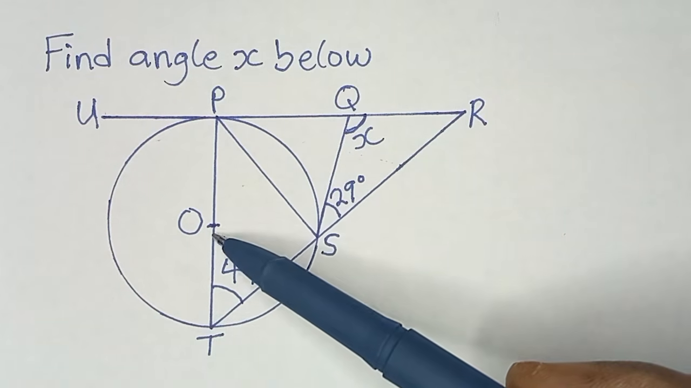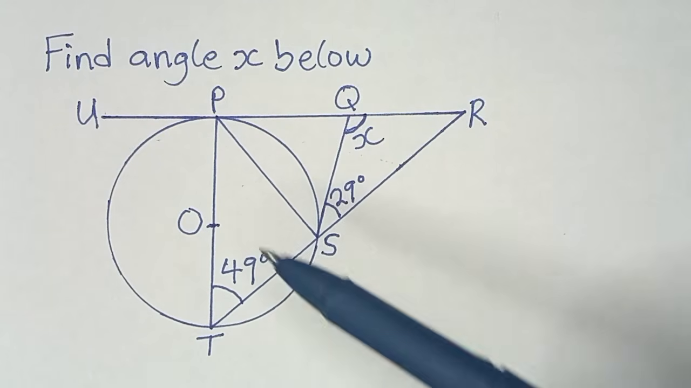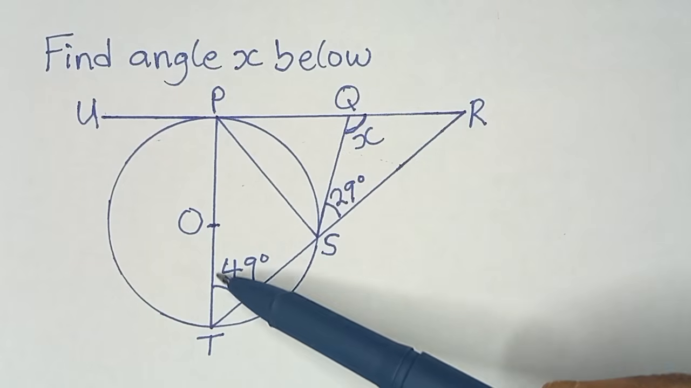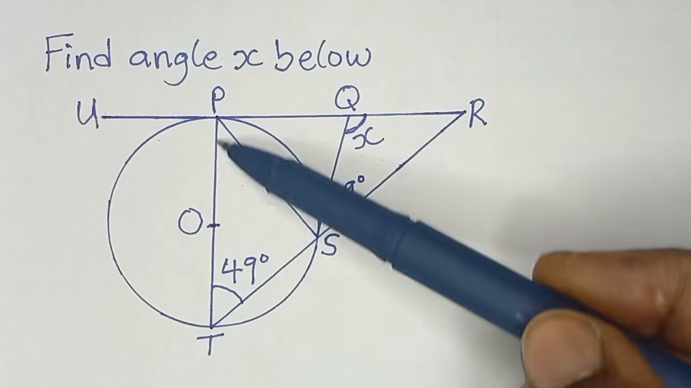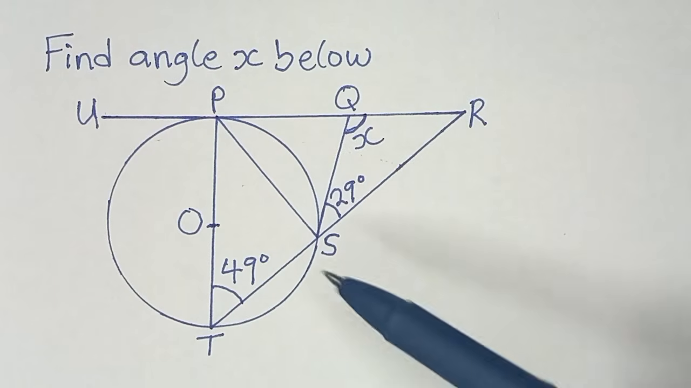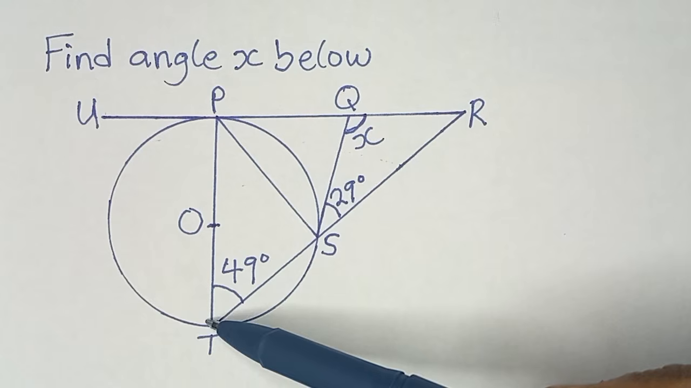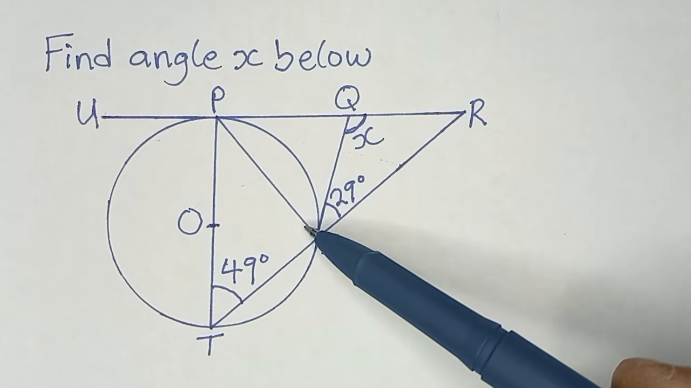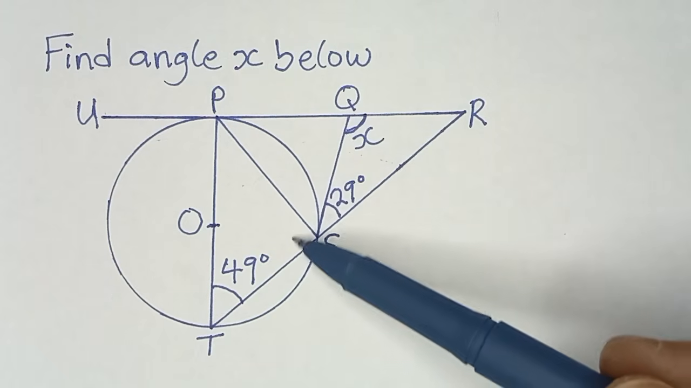Now, this diameter line will help us establish two theorems here that I want you to take note of. The first theorem is that angle in a semicircle is right angle. And that tells us that the angle that is opposite this diameter inside the triangle that it forms is 90 degrees. So that means this angle is 90 degrees. But I'm not really using this theorem in this question.